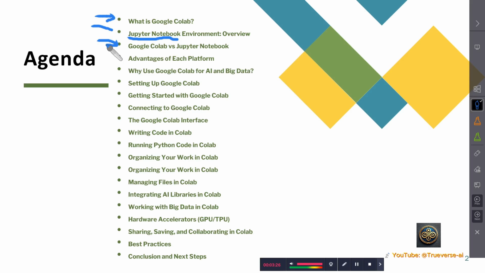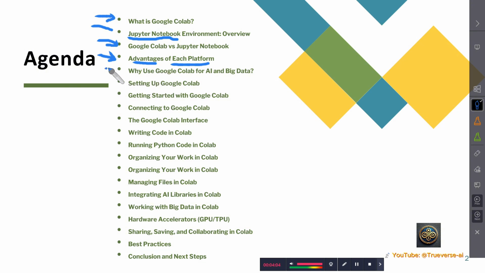From there, we'll look at one more step, each platform's pros and cons. For example, while Colab offers cloud-based computation with free access to CPUs and TPUs, Jupyter gives you more control over your local environment.